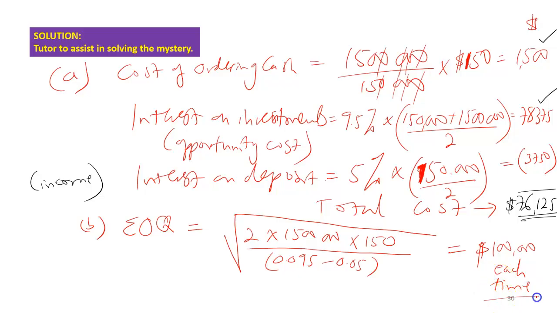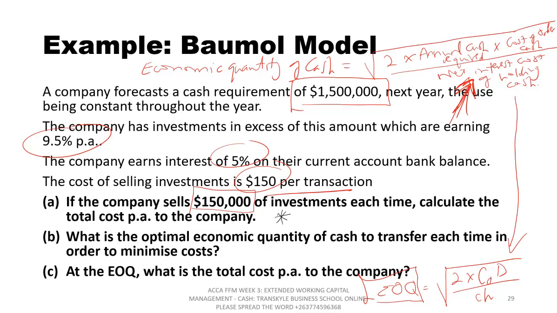So if you are pedantic, you can do the computation to see, instead of using the order size of 150,000, how much would be the cost if we are using the 100,000 order size, to prove if that is going to be an EOQ. If it is an EOQ, then it means the total cost should be lesser than 76,125, which we computed above.